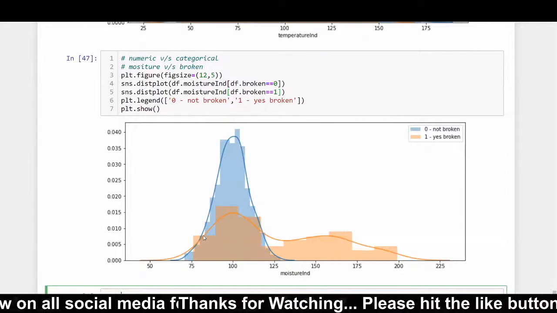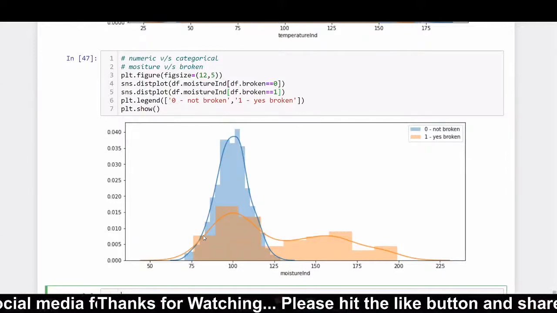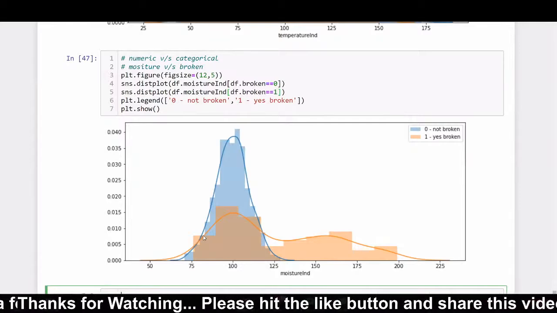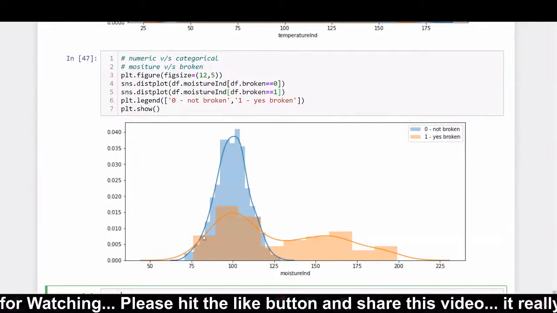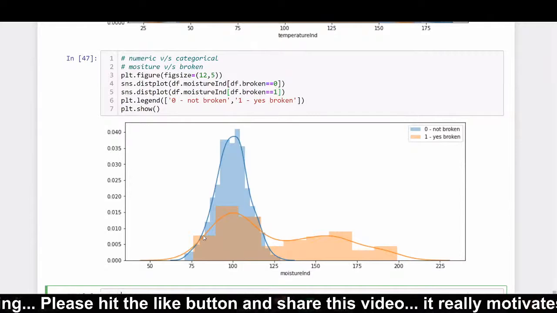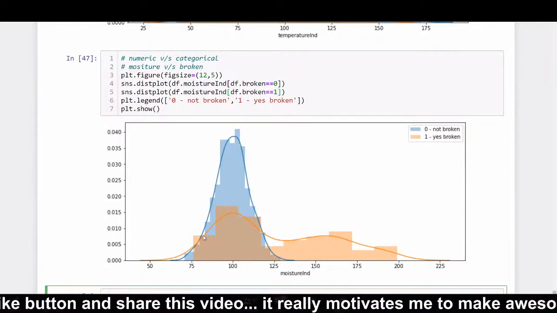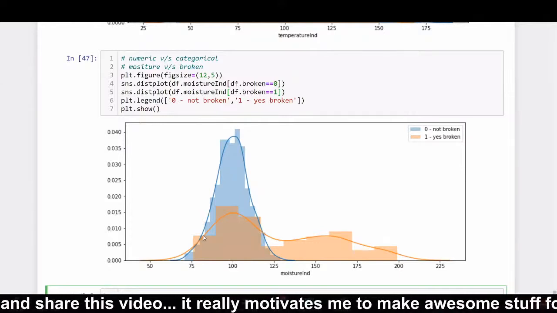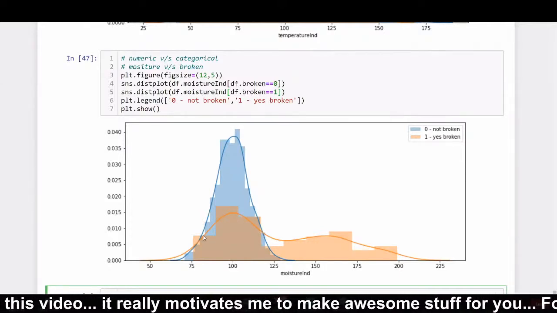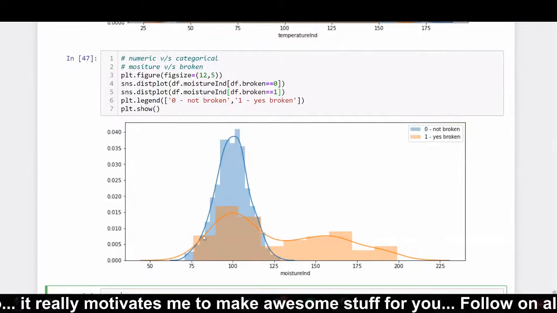So possibly if they are generating more moisture, they are getting corroded and damaged. Could be a possibility, we don't know that. But that's what the data says. The machines producing moisture between 75 to 125 are less likely to get damaged, but if they are producing moisture more than 125, they are more likely to get damaged.